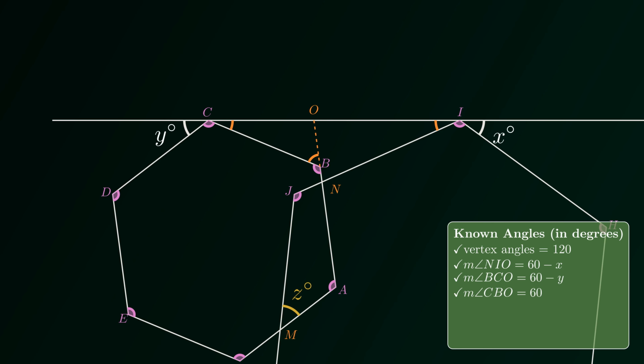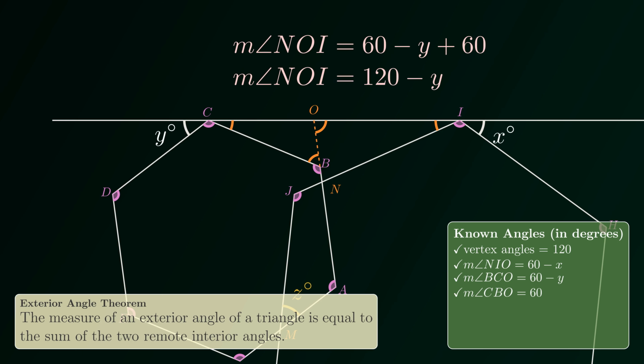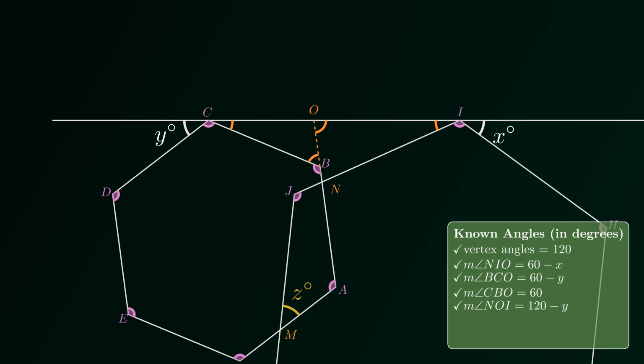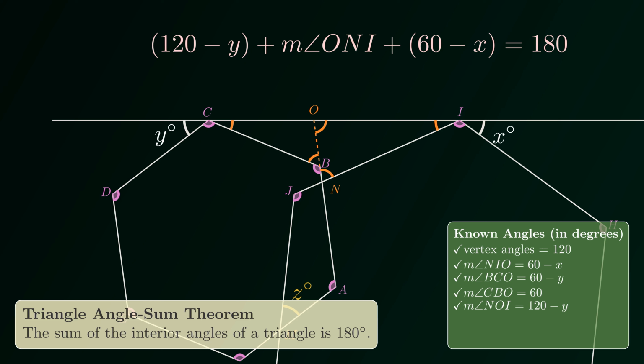Now we can use the exterior angle theorem on triangle BOC to conclude that the measure of angle NOI is 60 minus y plus 60, or simply 120 minus y. So now we have the measure of both angles NOI and NIO. With their measures, we can immediately find the measure of angle ONI, knowing that they should add up to 180 degrees. Therefore, angle ONI measures x plus y degrees.